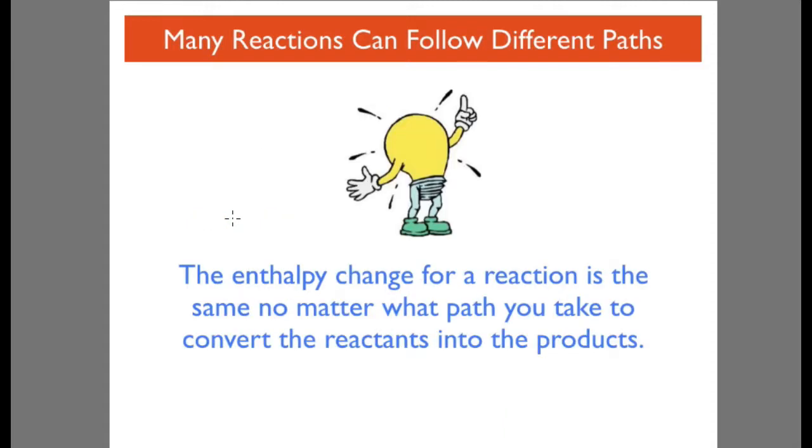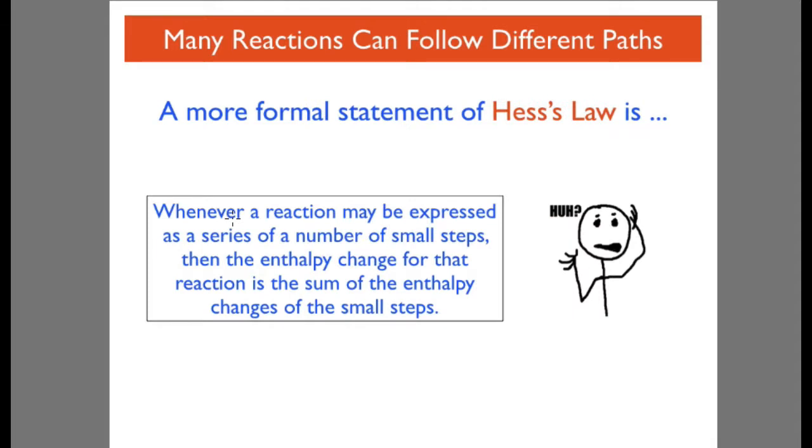So many reactions can follow different paths. The enthalpy change for a reaction is the same no matter what path you take to convert the reactants into the products. And this is Hess's law. A more formal statement of Hess's law is as follows. Whenever a reaction may be expressed as a series of a number of small steps, then the enthalpy change for that reaction is the sum of the enthalpy changes of the small steps. And that'll come to make sense when we do some examples.